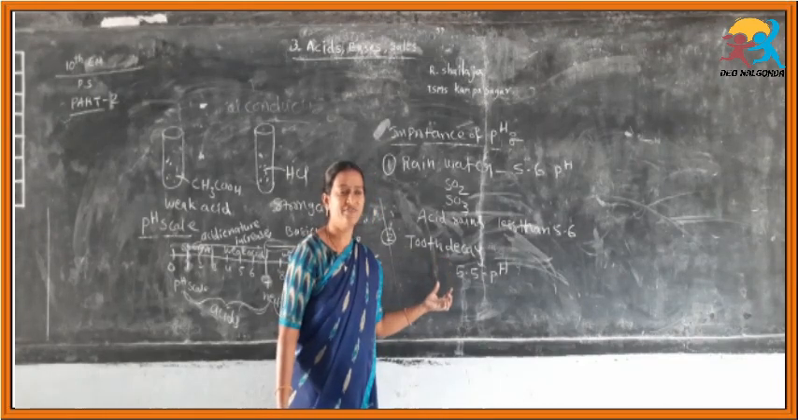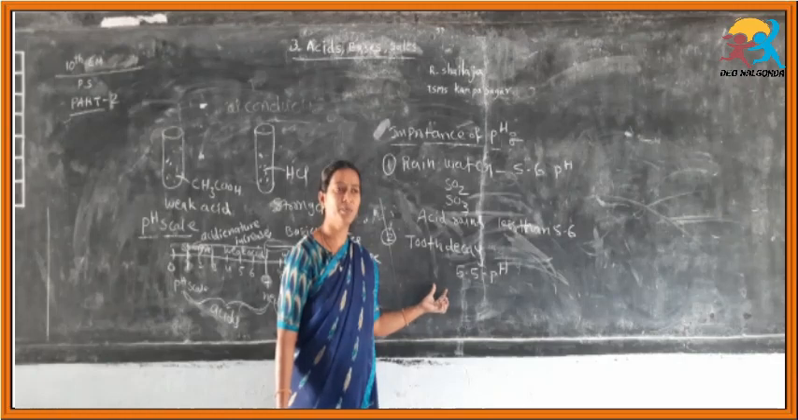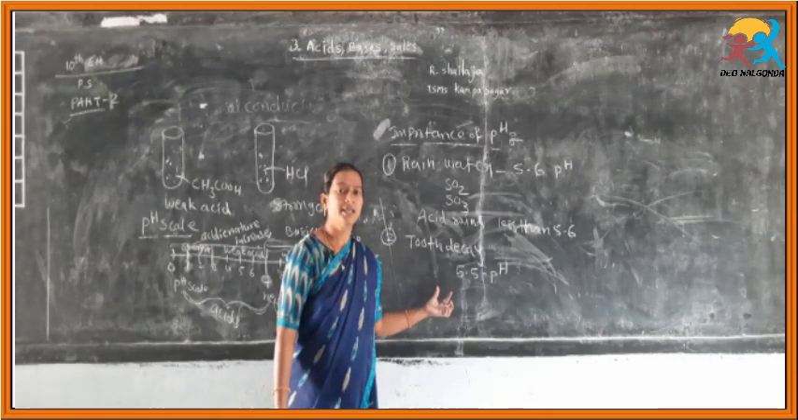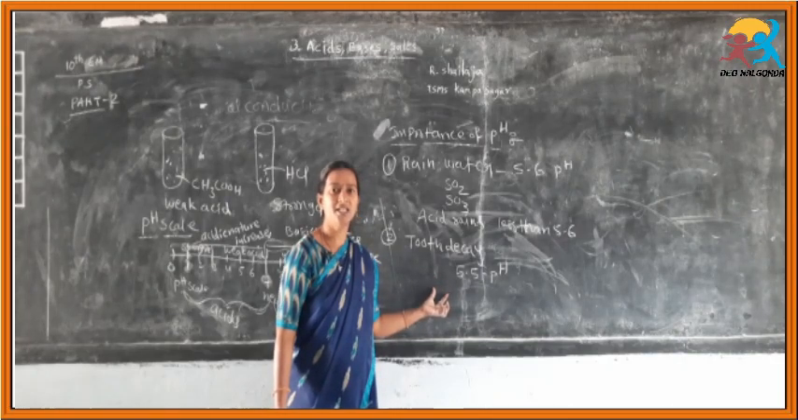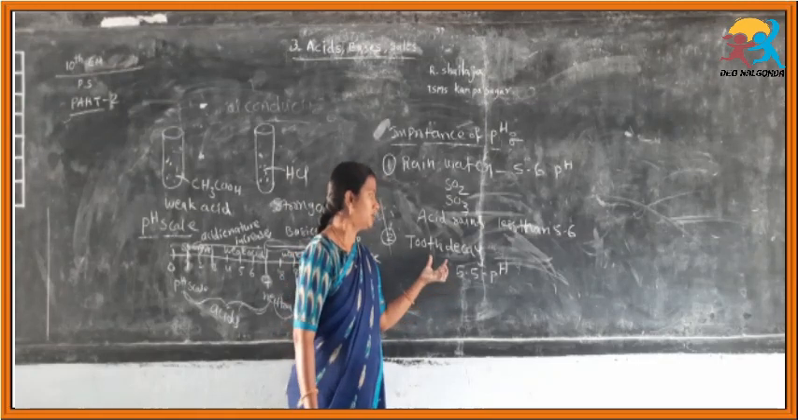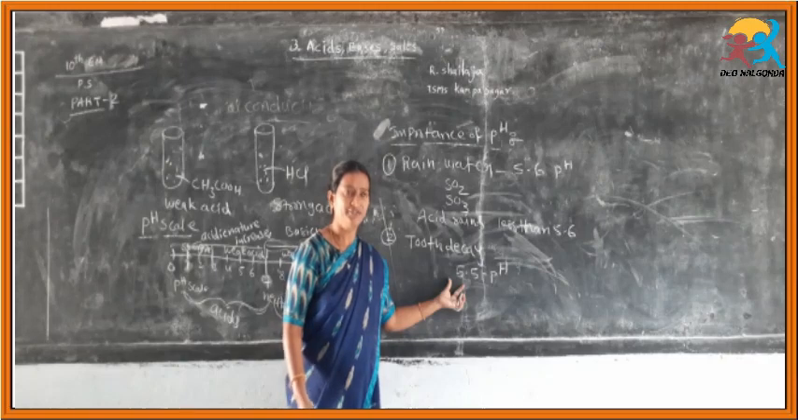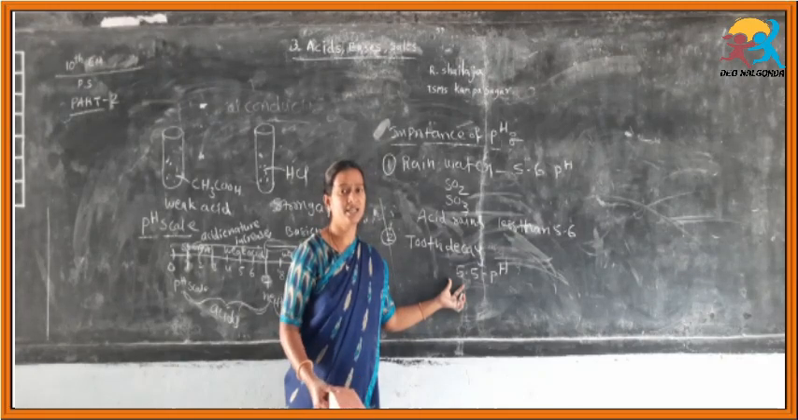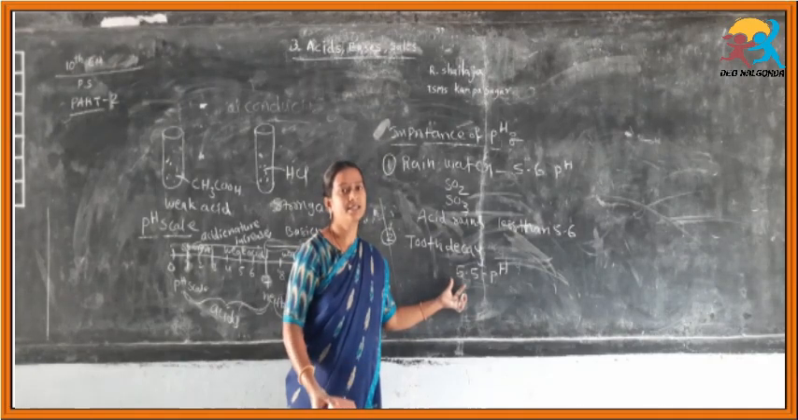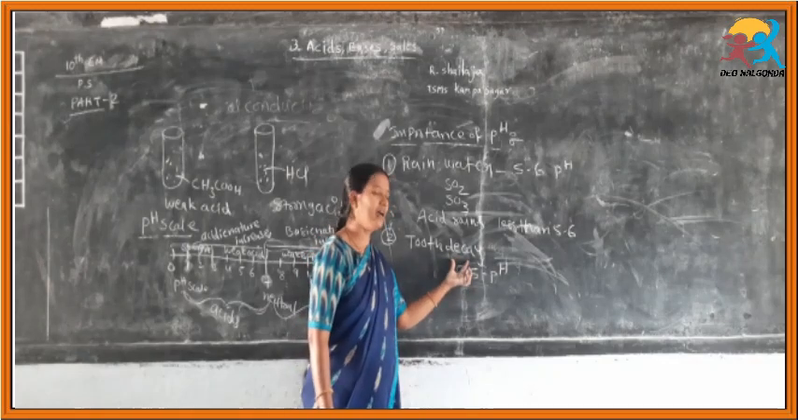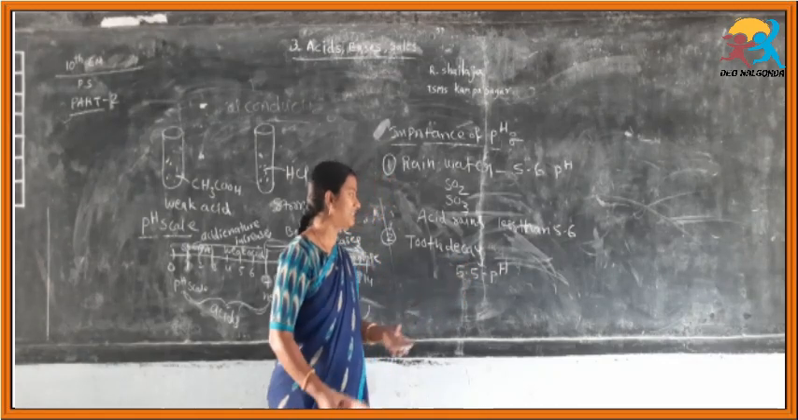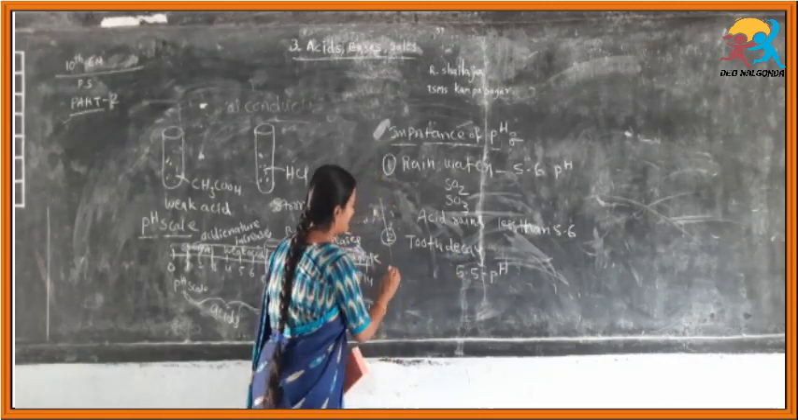The tooth enamel is formed by calcium phosphate. That calcium phosphate is affected by the acidic nature released in our mouth. Thus tooth decay occurs if acidic substances increase in the mouth. That is how it affects tooth decay.